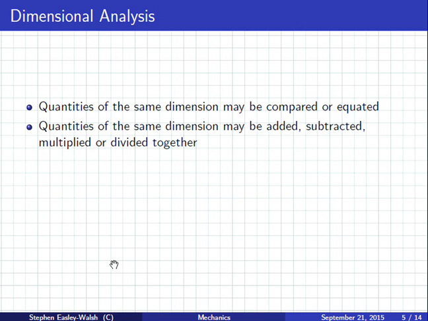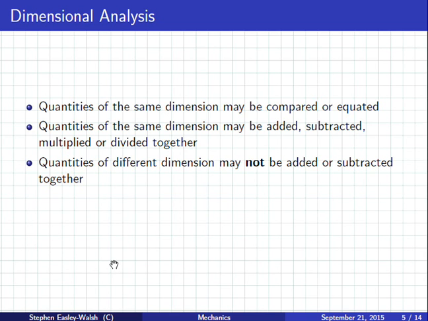Okay. And if you want to add or subtract, multiply or divide, if they're the same unit, you can add, subtract, multiply or divide them. You're allowed to do that. So, you know, 2 meters plus 1 meter is 3 meters. Does that make sense? But if they're different, you can't add or subtract them. So you couldn't say 2 meters plus 1 kilogram. It makes no sense.